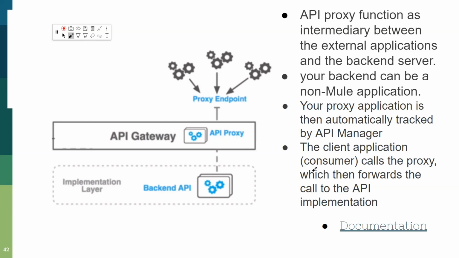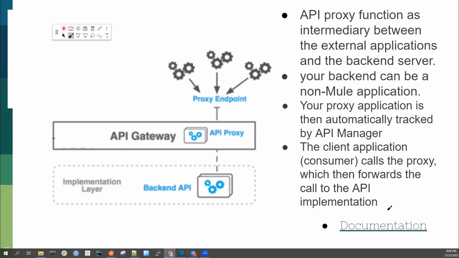The client applications or consumers call the proxy, so they interact with the proxy. The proxy monitors the requests and validates that they are appropriate requests, and if they are, it forwards them to the backend. That is what we said. You can read more from the documentation.